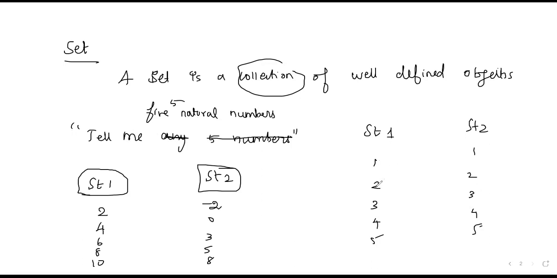Because it is well defined, it has a simple answer that will not change at any point. So such a collection, this collection of numbers, is defined to be a set. A set is a collection, and that collection should be well defined. That is the definition of a set. Got it? I hope you have understood this definition. Let's go to the representation of a set.